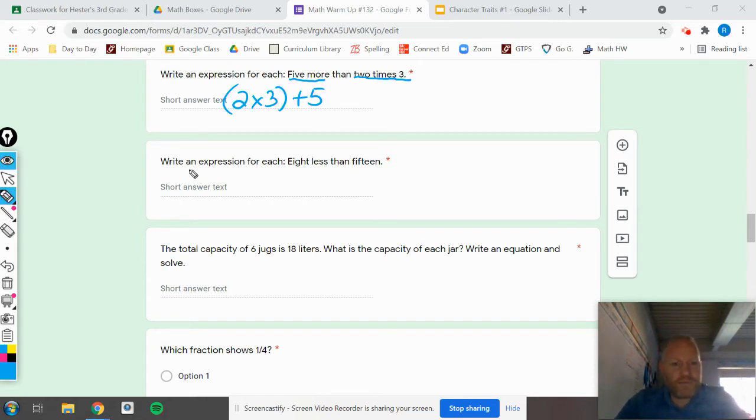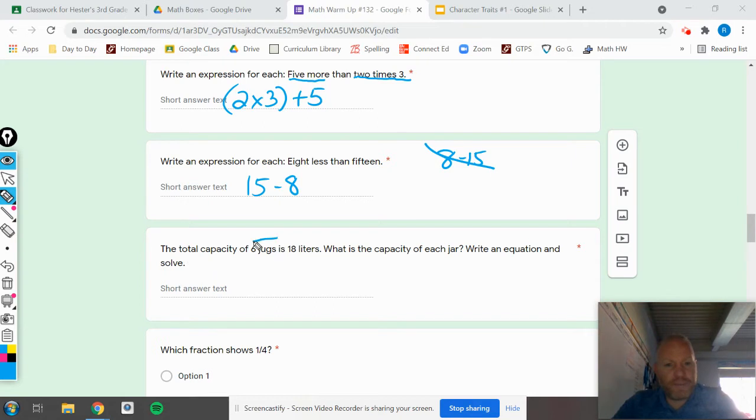Next, it says, write an expression for 8 less than 15. Well, you wouldn't say 8 minus 15 because that would be impossible unless you were going into negative numbers. You're saying 15 minus 8. So we're doing 15 minus 8 because we're doing 8 less than 15.